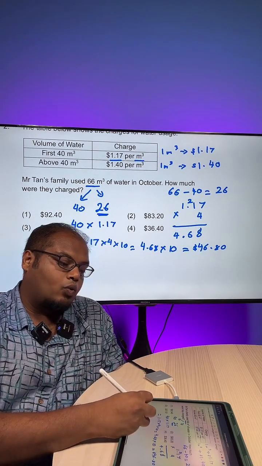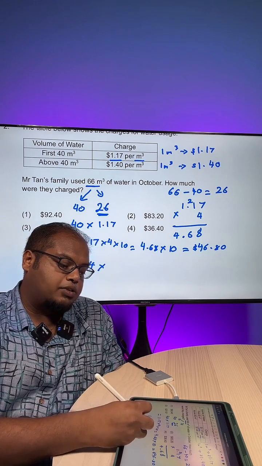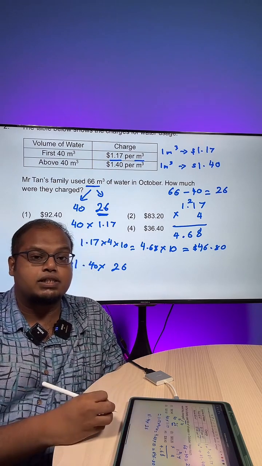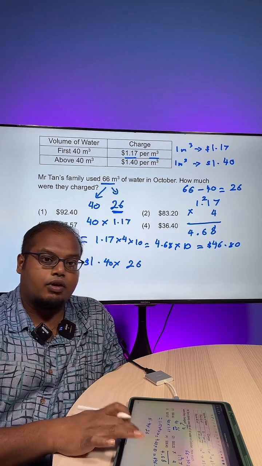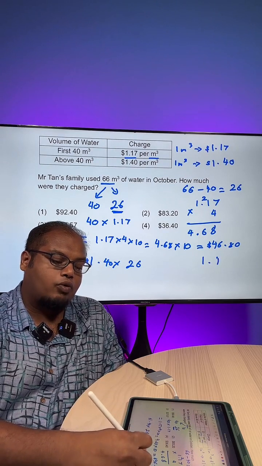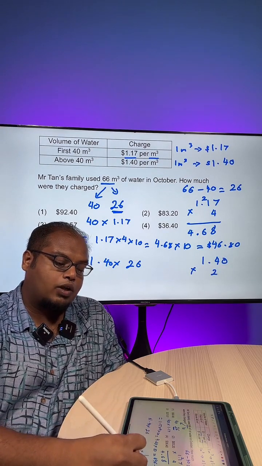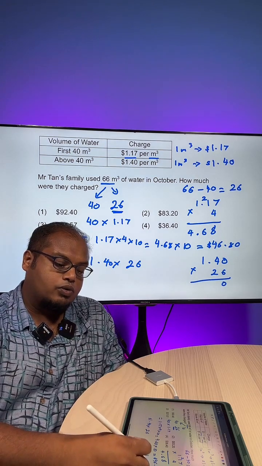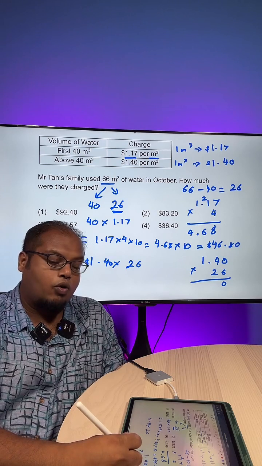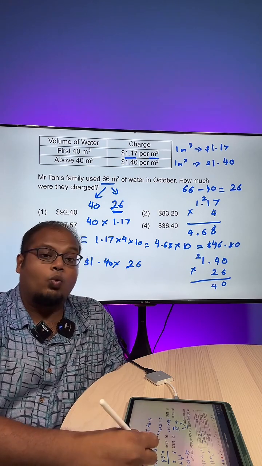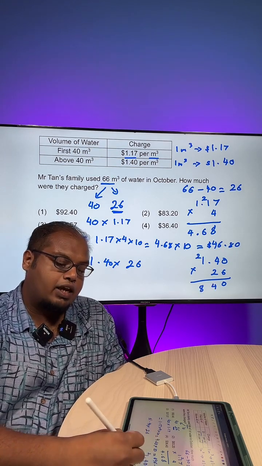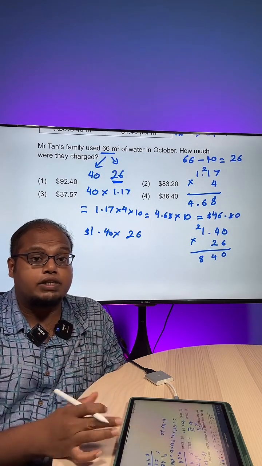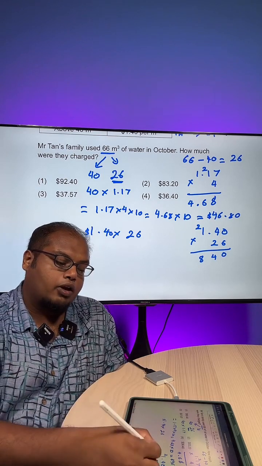So that will be 1.4 times 26. If I want to put a dollar sign, I put 2 decimal places. So 1.40 multiplied by 26. 0 times 6, 0. 4 times 6 is 24. 4 and 2. 1 times 6, 6. 6 plus 2, 8. Then I do as per normal first. I don't put a decimal point first. I wait until the end, then I put a decimal point.